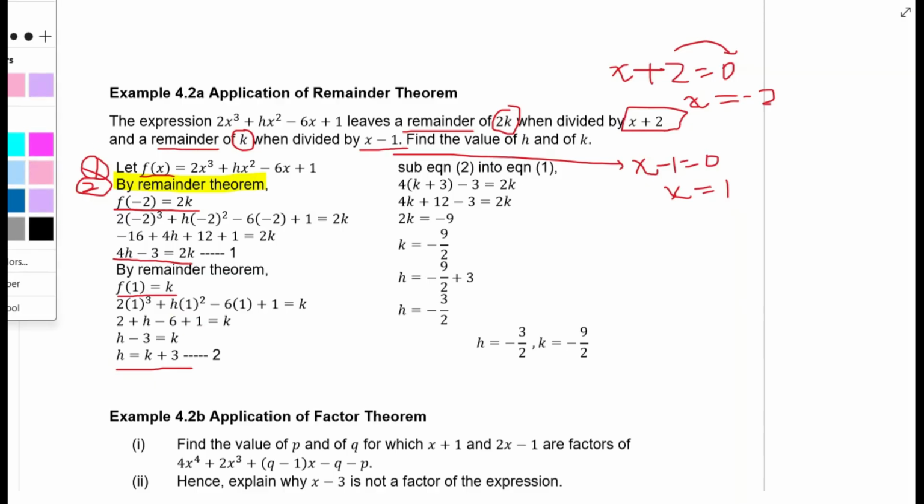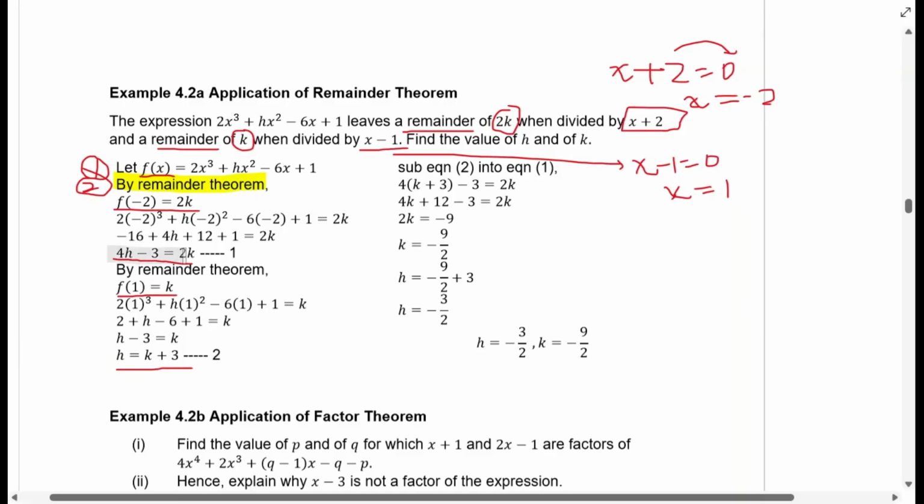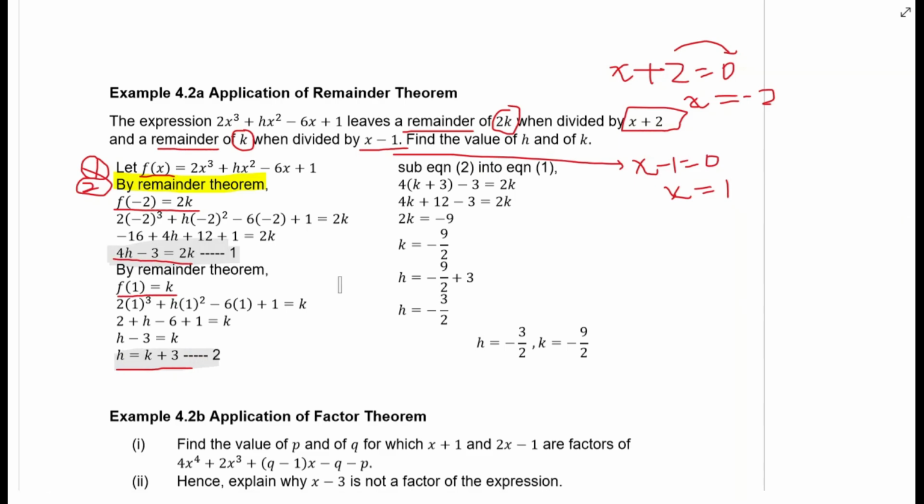So now you have two unknowns and two equations, your first equation and your second equation. So you have to do simultaneous equations. You substitute equation 2 into equation 1. So basically substitute h as k plus 3 into equation 1. And then you expand, and you eventually get k equals negative 9 over 2. And then you sub this value of k back into equation 2. Then you eventually end up with h equals negative 3 over 2. That's how you get both of your values.